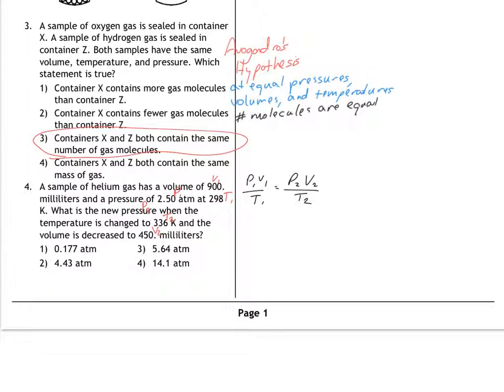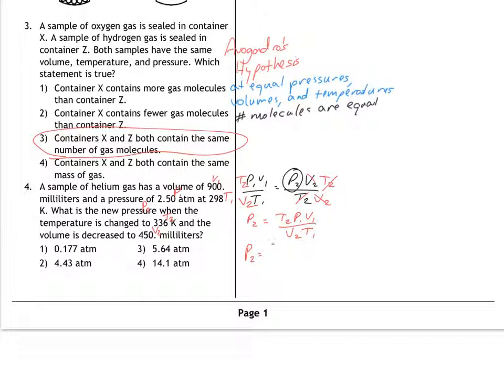Now we are solving for P2, so the way you can isolate for that is to divide both sides by V2, which will cancel on the right, and then multiply both sides by T2, which will cancel on the right, and then we have our new reformed equation. P2 is T2 P1 V1 over V2 T1. You can substitute variables now.